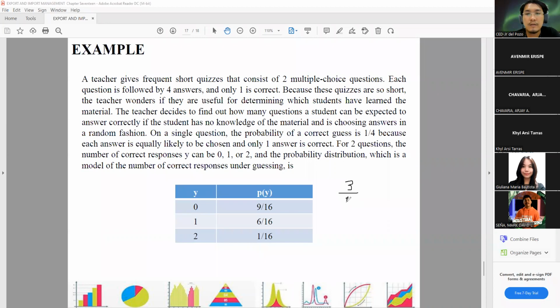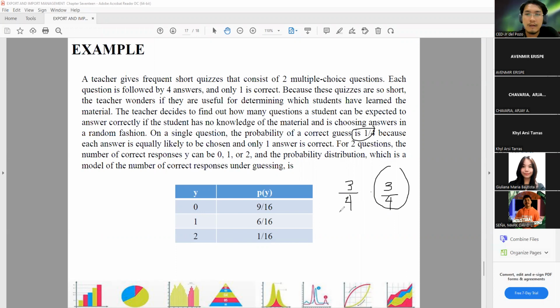That is the probability of failure, 3/4, multiplied by the probability of failure again. Kasi 1/4 is the chance of success, ito ang value ng chances of failure. So 3 times 3 over 4 times 4 is 9/16. How about yung ito, 6/16? How do we get 6/16?